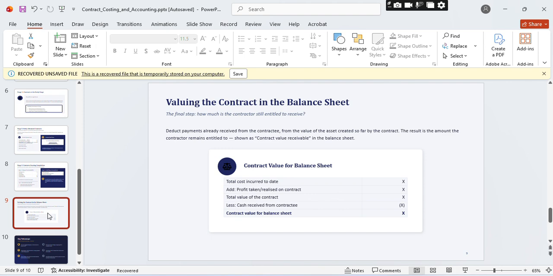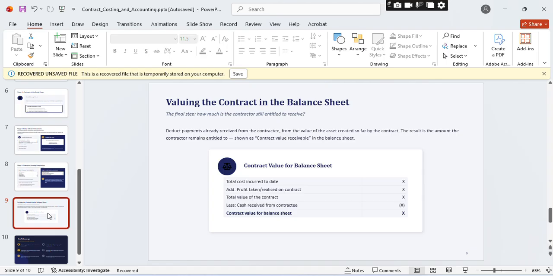That is, the contractee is still indebted to the contractor for the remaining sum to balance up. So the contract value for the balance sheet is what? Is the total cost incurred to date, add profit taken or realized on the contract. Okay, that is the total value of the contract. Then less cash received from the contractee, then the value is what we have left.